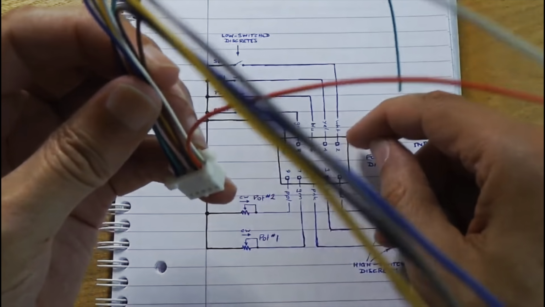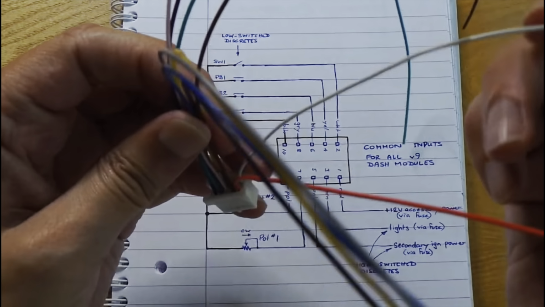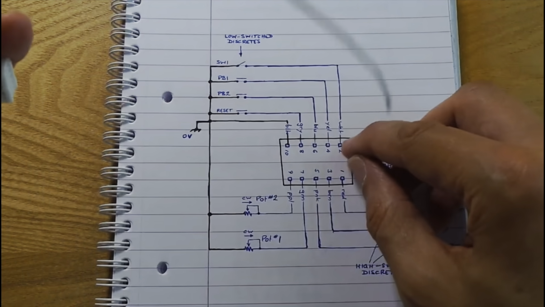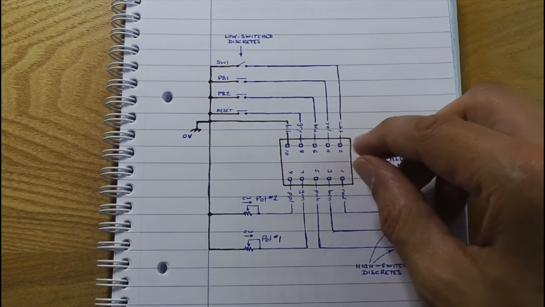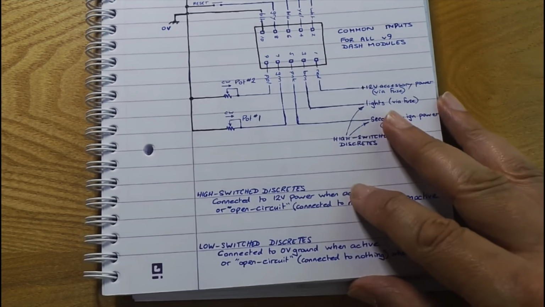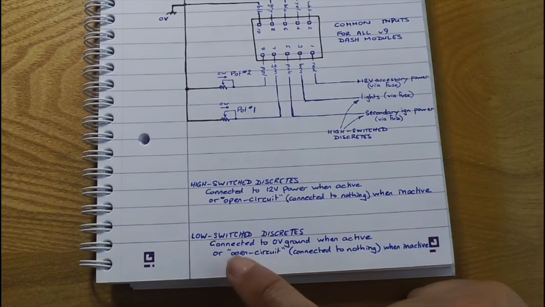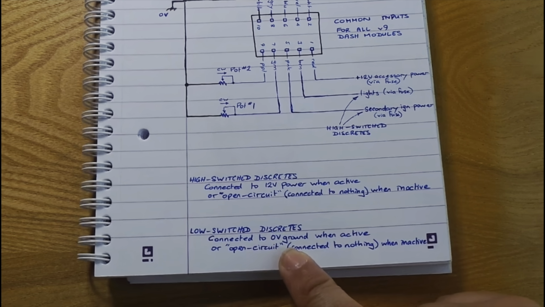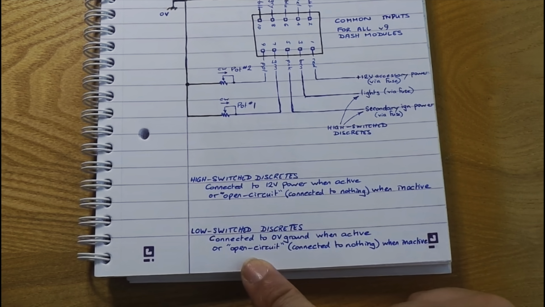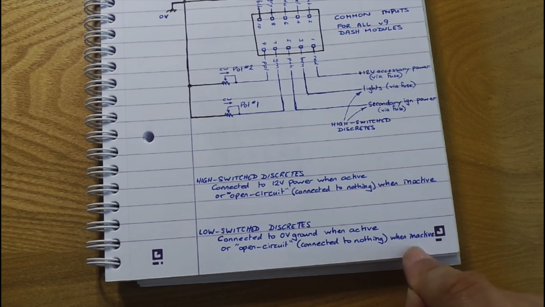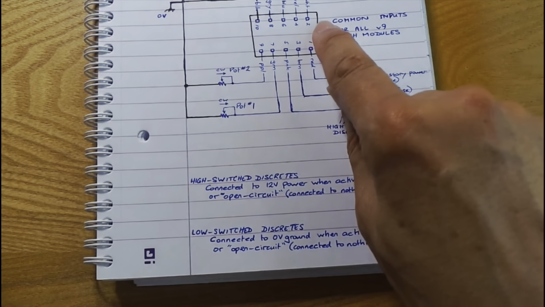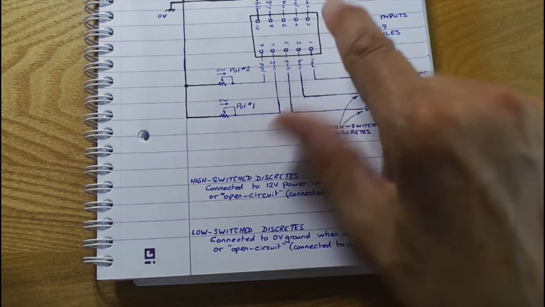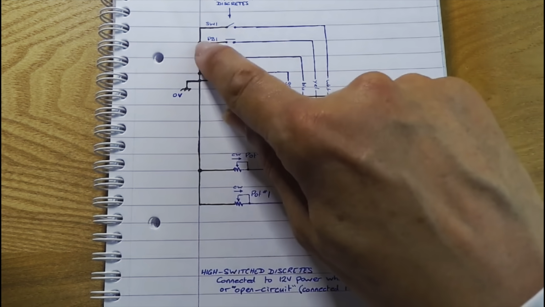Pin 2 at the top here is this white wire, and that is the ground switched signal for switch number 1. Now what do I mean by a ground switched signal? Well, ground switch discretes or low side switch discretes are signals which are either connected to 0 volts, that is ground, when they're active, or alternatively open circuit, that is connected to nothing, when they're inactive. So this input here, pin 2, which is the white wire, needs to go through a latching switch down to ground.